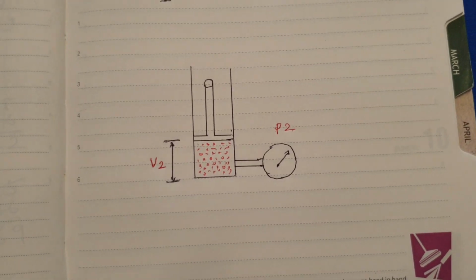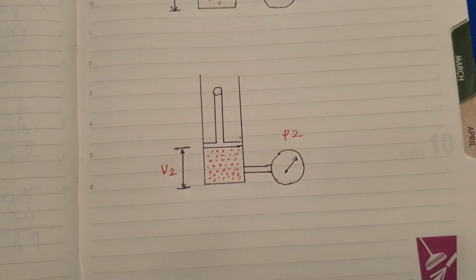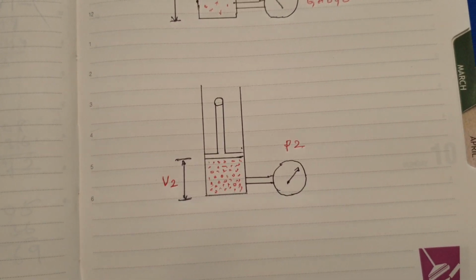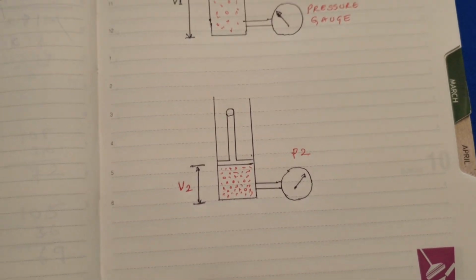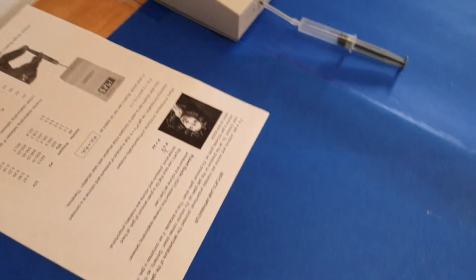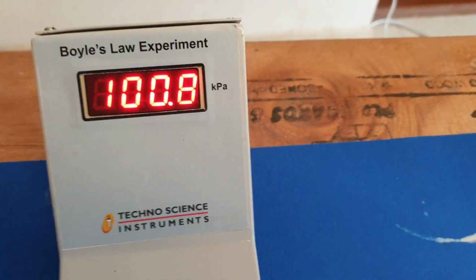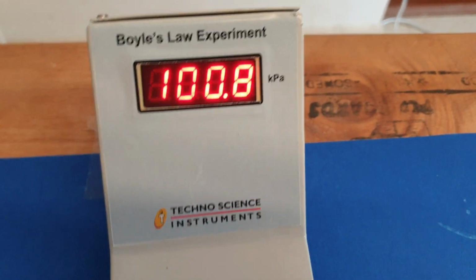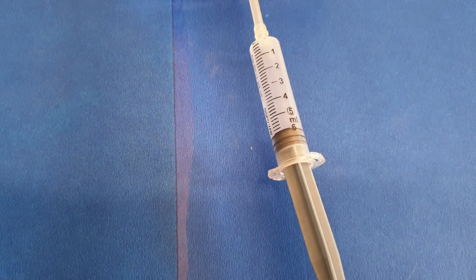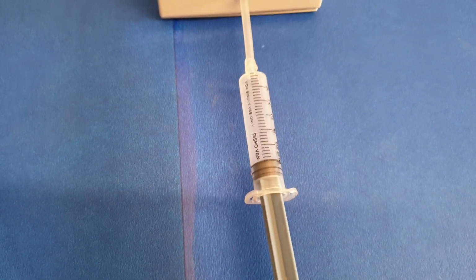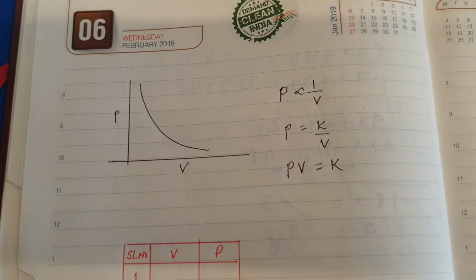Now, what Boyle's law says is that P1 V1 is equal to P2 V2, and we have a very simple experimental setup to demonstrate the same. This is a digital pressure meter, and a syringe of 5 ml capacity. Now we are going to do an experiment and record the readings.